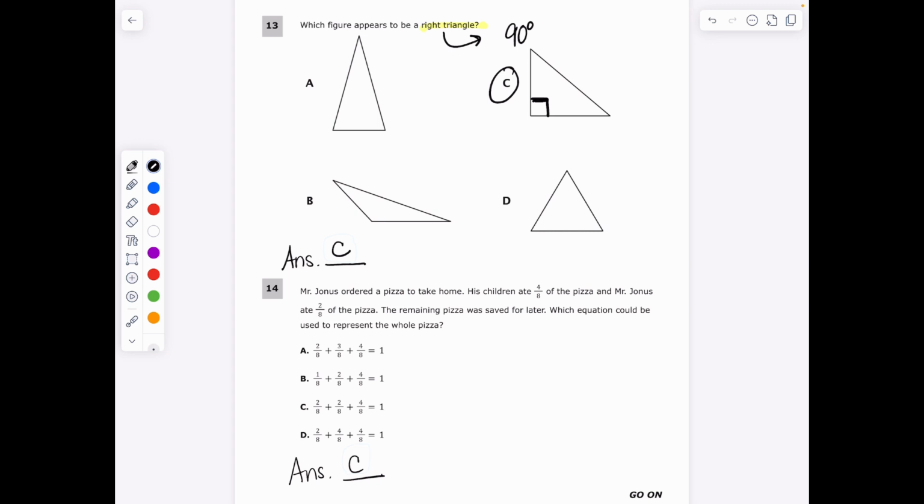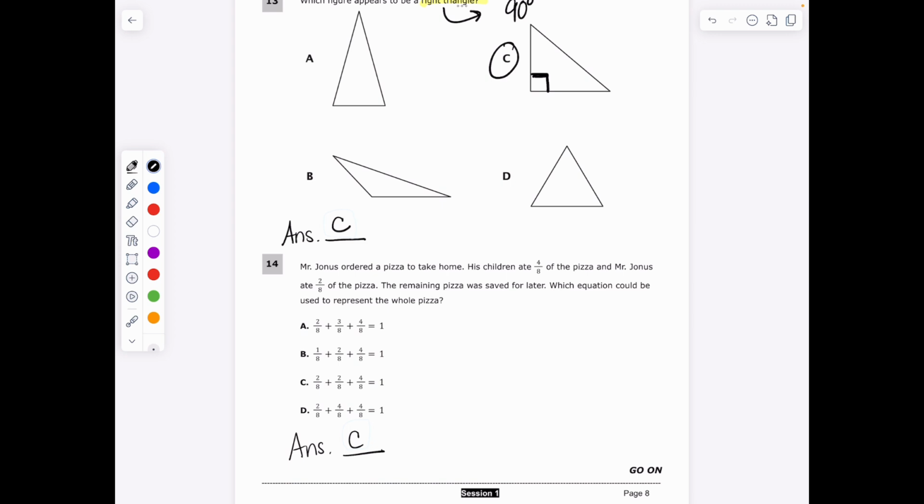Let's go to 14. Mr. Jonas ordered pizza to take home. His children ate 4/8 of the pizza. Mr. Jonas ate another 2/8 of the pizza. The remaining pizza was saved for later. What equation could be used to represent the whole pizza? All right, so we want to represent the entire pizza.